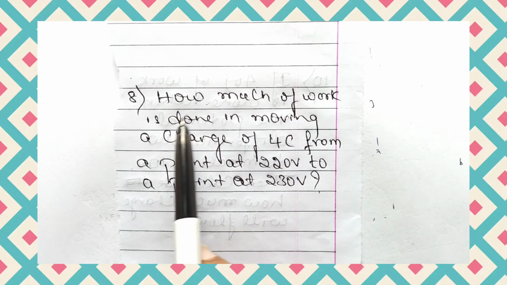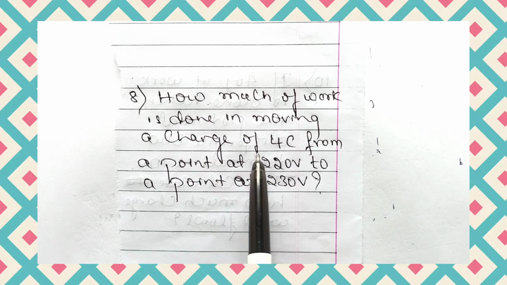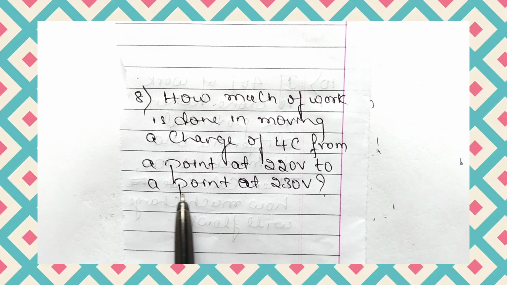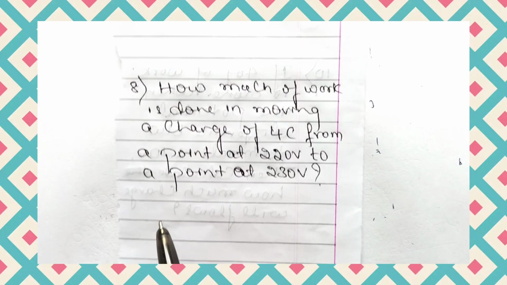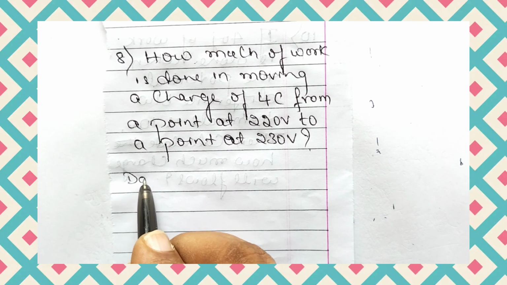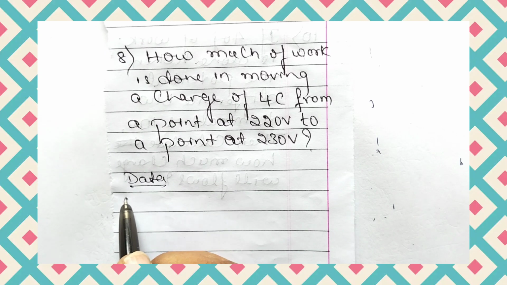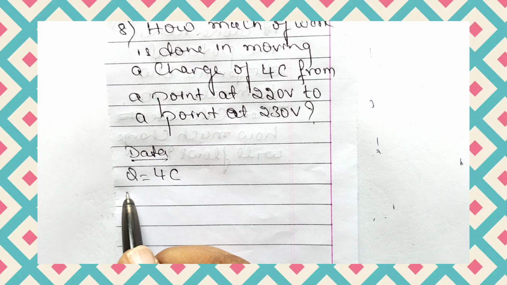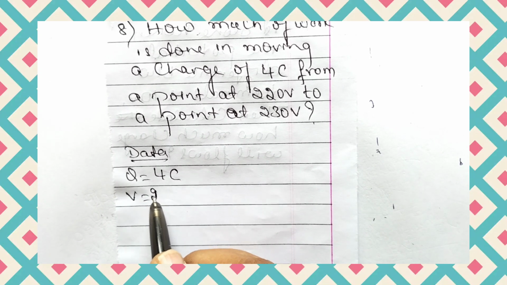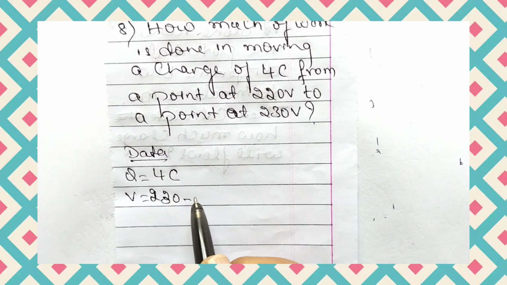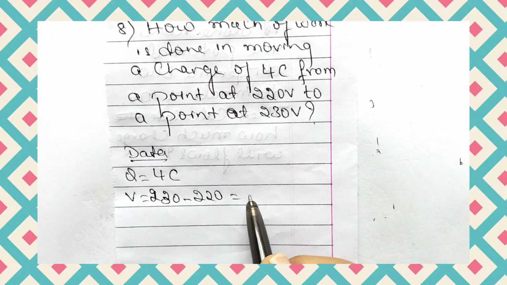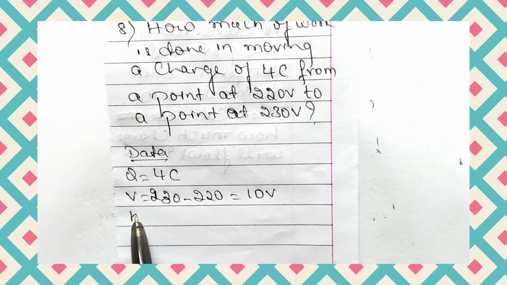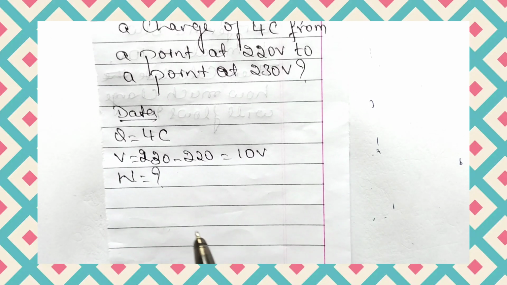How much work is done in moving a charge of 4 coulombs from a point at 220 volts to a point at 230 volts? So now let us make a list of data. In the list of data, what is the charge? How much charge we have to move? 4 coulombs. Then the potential difference, that is 230 minus 220, is equal to 10 volts. So now we have to calculate work done, which is equal to question mark.